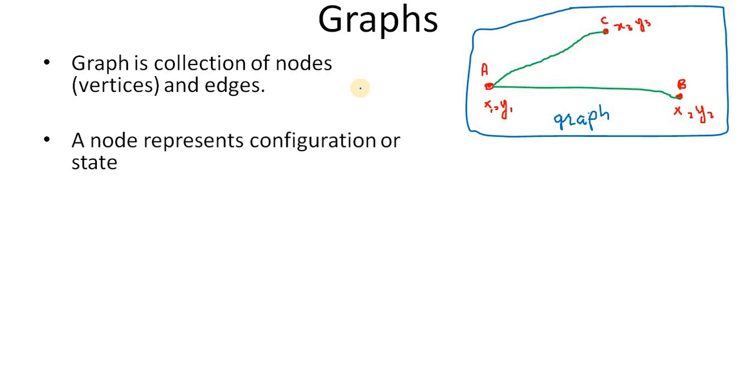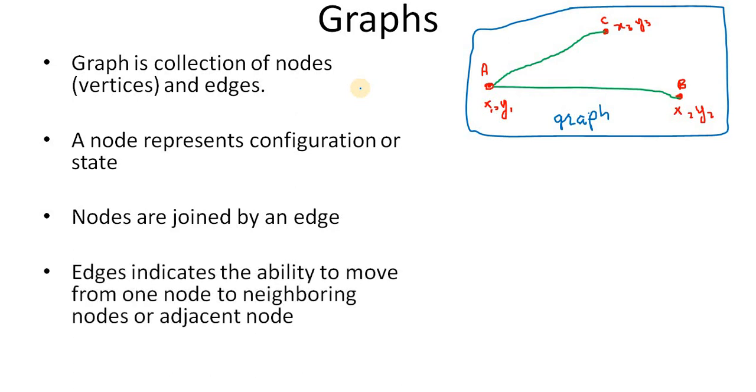A node represents a configuration or state. So in the graph, a node means a configuration or a state of the system. Nodes are joined by edges, and that we have already covered. Edges indicate the ability to move from one node to a neighboring or adjacent node. So if the robot wants to move from point A to point B, it can only move using this edge, from this point to another point.